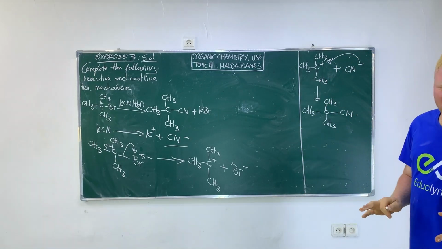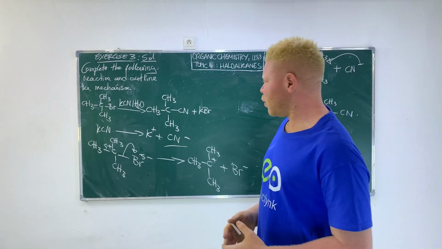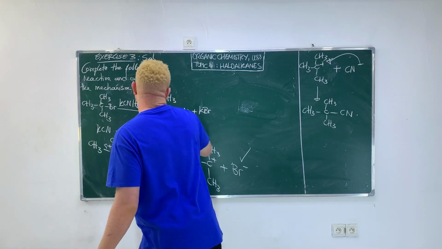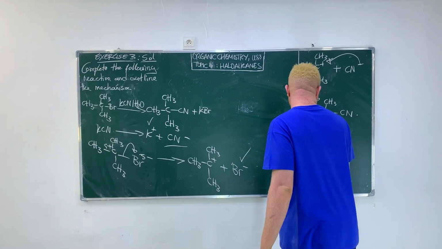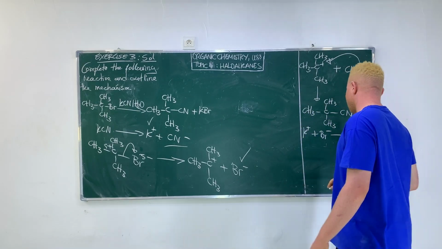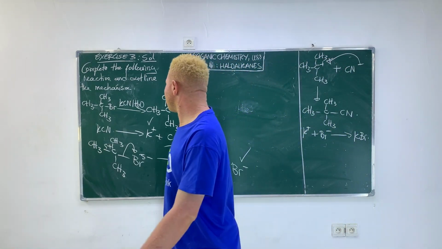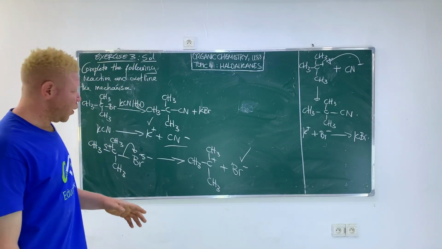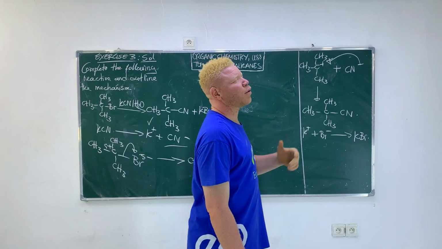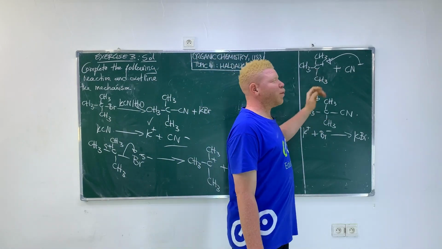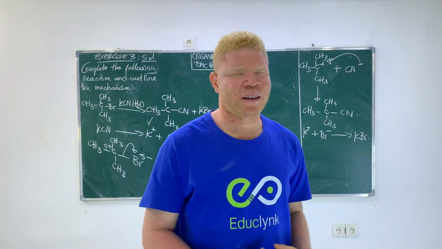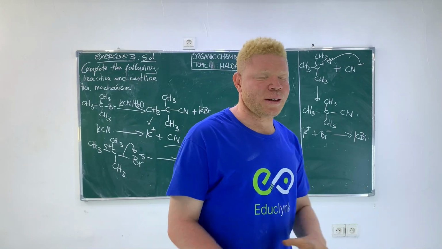The mechanism is not yet finished. There's what we call recombination. We are then with Br minus and K plus, so K plus plus Br minus gives KBr. And the mechanism occurs in 2 steps. This is step 1. Step 1 is the formation of the carbocation. Step 2 now is the nucleophilic attack. The carbocation formed is being attacked by the nucleophile. The nucleophile is CN minus, so there's a nucleophilic attack, so that the CN minus attacks the carbocation.